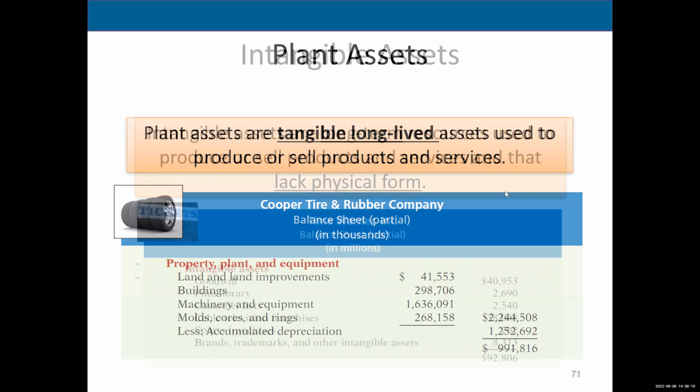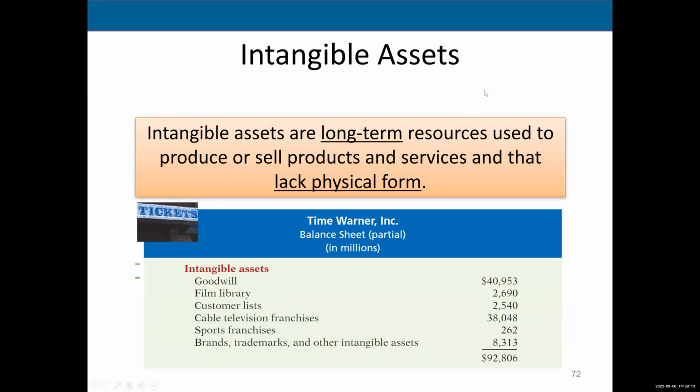Okay. The next one is intangible assets. Now, what do I mean by intangible? You can't touch them. They lack physical form. So what would be a really good example of an intangible asset? I own an intangible asset. I'm a songwriter, and I have a copyright on all my songs, right? So if an artist wants to record my song, they're going to have to make an arrangement with me and pay me royalties. Why? Because it's my song and I own the copyright. Now, you can't really touch that copyright, but it's there and it has value.